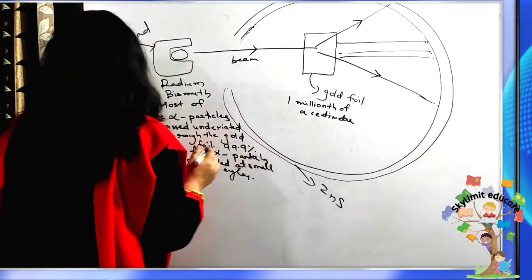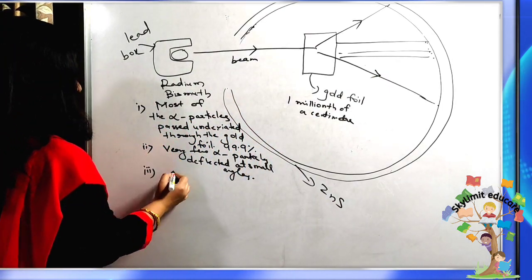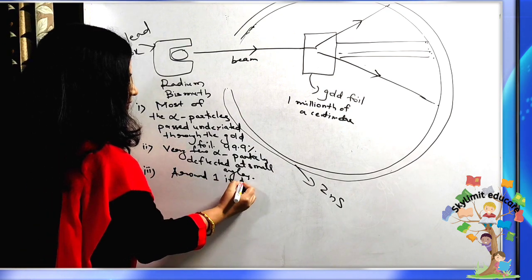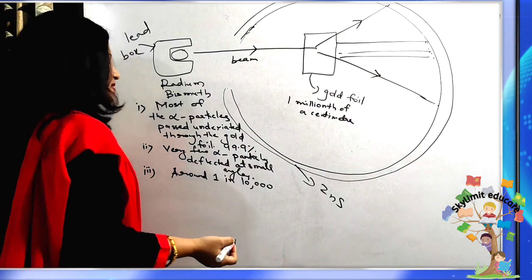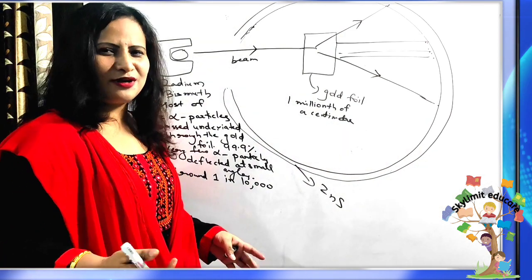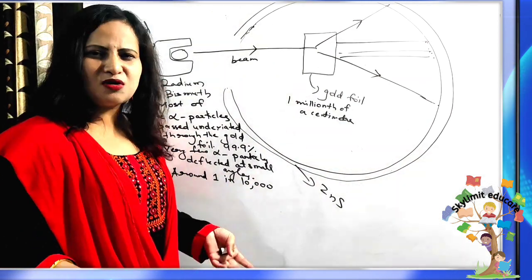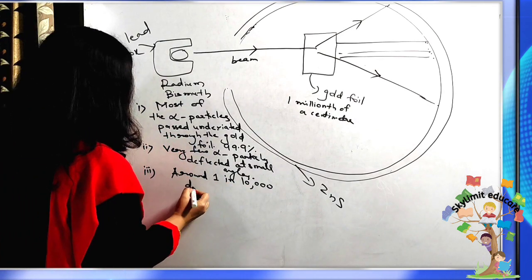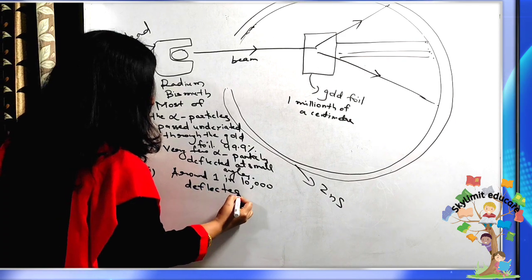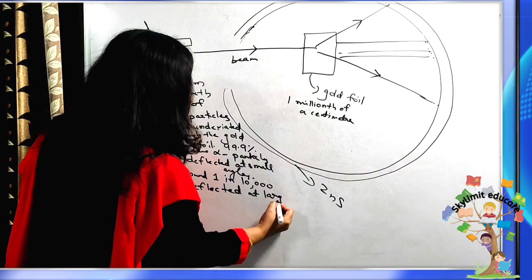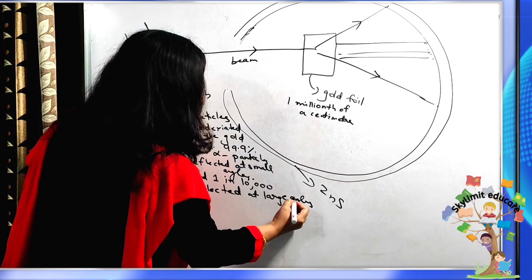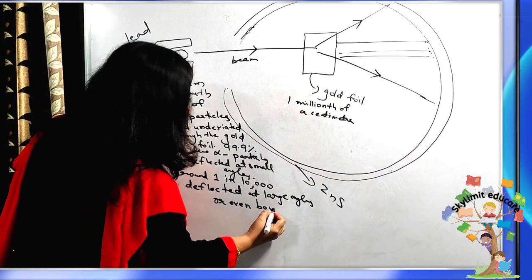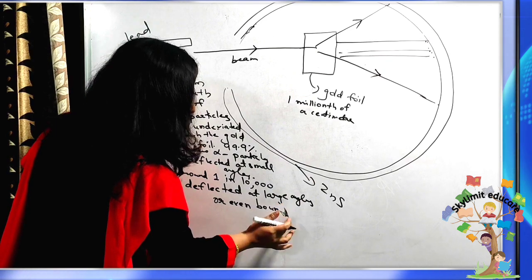Then the third point. The figure he gave was around 1 in 10,000. In some books 10,000, some books 20,000 is used, so whatever you go by, it's very few. Around 1 in 10,000 deflected at large angles, or even bounced back or rebounded back.